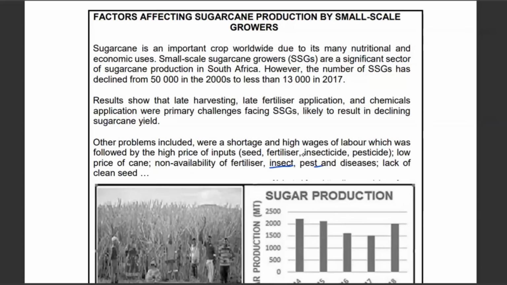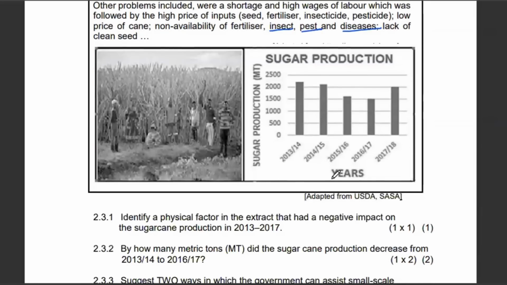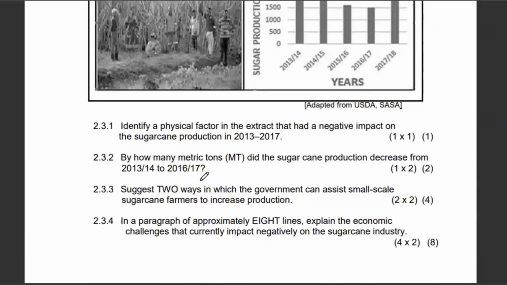Pests are natural, and diseases are natural. Lack of clean seed, those ones are economic. So if we check, we only want things which are natural or which are physical, because our question is specifically asking on physical challenges. So the insect, the pest, and the diseases are the ones which are natural. So any one of those.